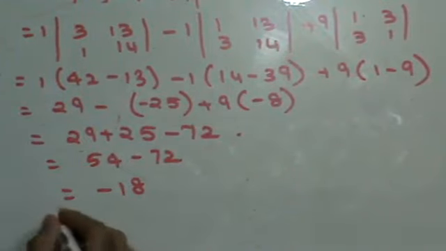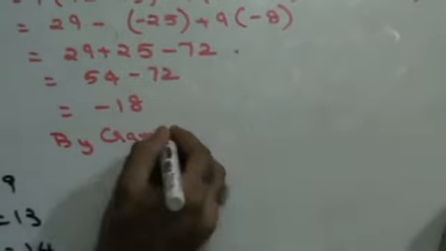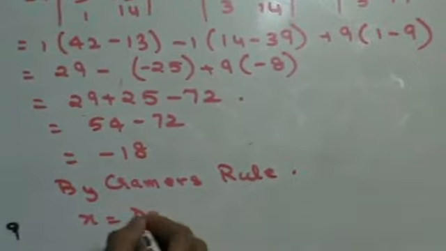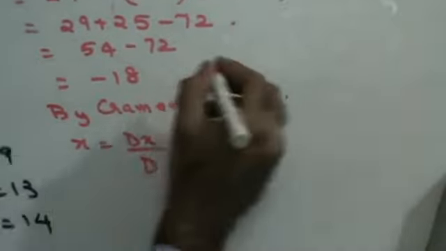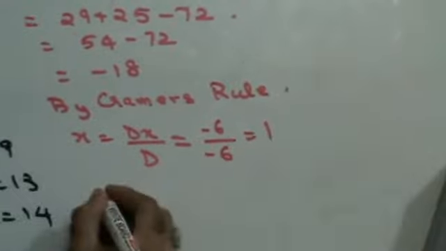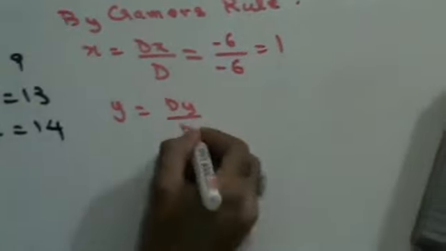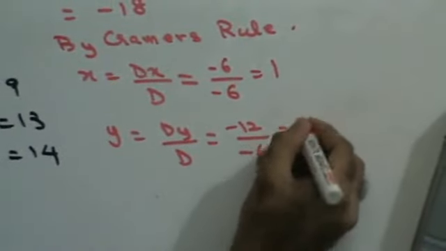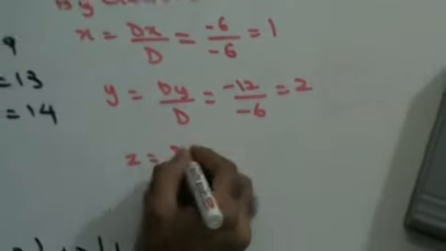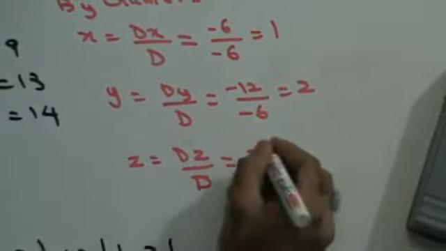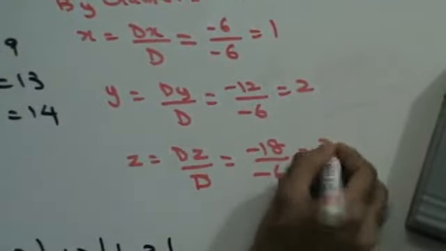Now I can apply Cramer's rule. If I apply Cramer's rule, I can say x is equal to dx upon d. Dx you found out was minus 6 upon d you found out is again minus 6. So 1, y is dy upon d. dy you found out as minus 12 upon minus 6, that's 2. And z is dz upon d. dz you found out as minus 18 upon minus 6, that's going to be 3.